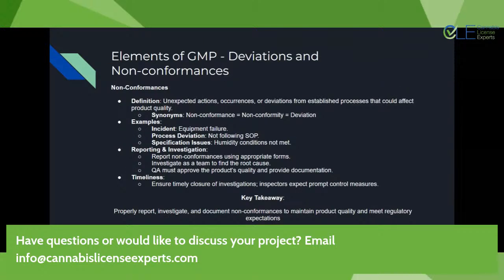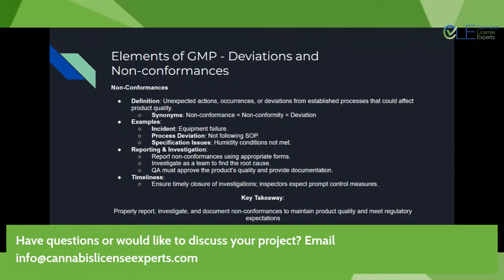Okay, deviations and nonconformances. We know they're going to happen. Even the best run operations will always end up having a deviation or a nonconformance. Sometimes they were controllable, sometimes they weren't. So what is a nonconformance? It's an unexpected action, occurrence, or a deviation from your established process or procedure that could affect the product quality. Basically, think nonconformance, nonconformity equals a deviation.